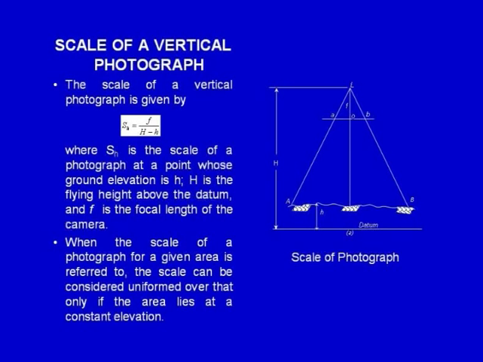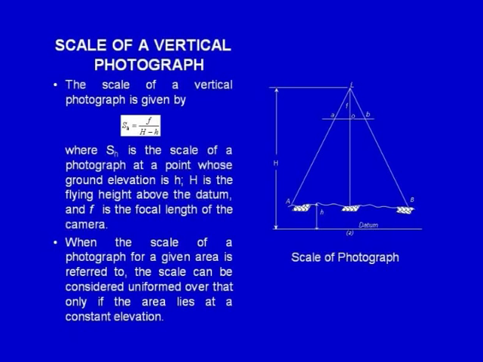The point where the plumb line intersects the photo plane is what we call the principal point, and if this is a truly vertical photograph, that is the camera axis coincides with the plumb line, then this is also the photographic center, and thus the point O will act as the coordinate origin of the coordinate system which will be used to find out the measurements of the points of interest. Based on this, using simple geometry, we can say that the scale of a vertical photograph can be given by S_H equals small f divided by capital H minus small h, where S_H is the scale of a photograph at a point whose ground elevation is small h. Capital H is the flying height above the datum, and f is the focal length of the camera.